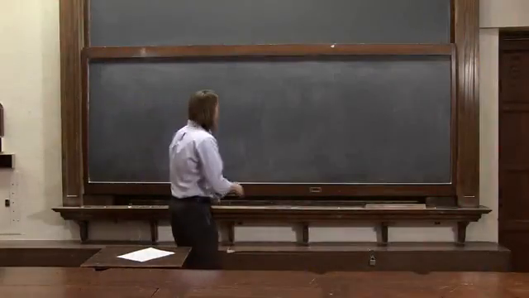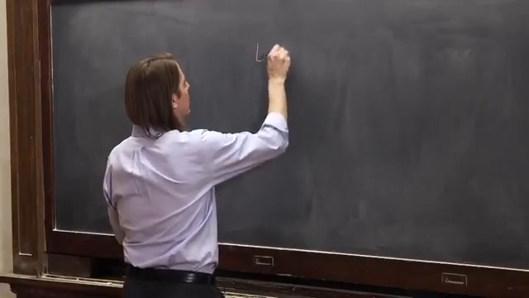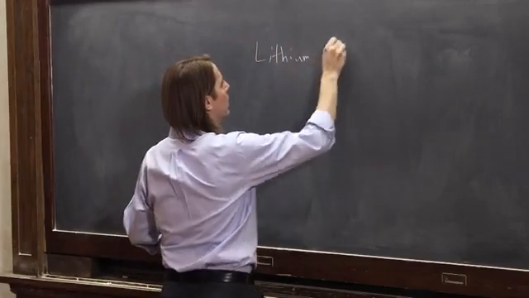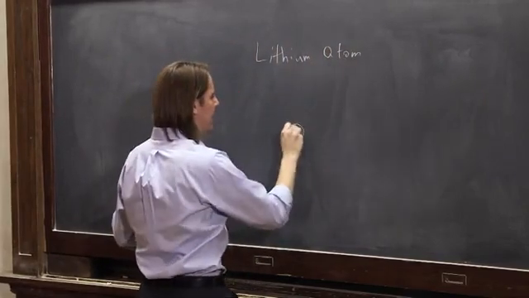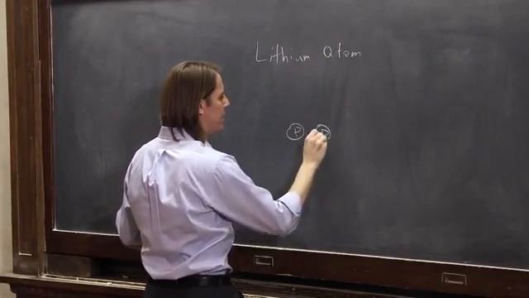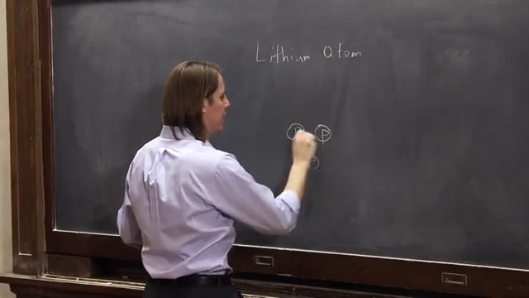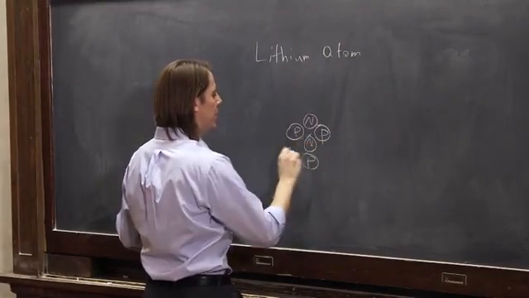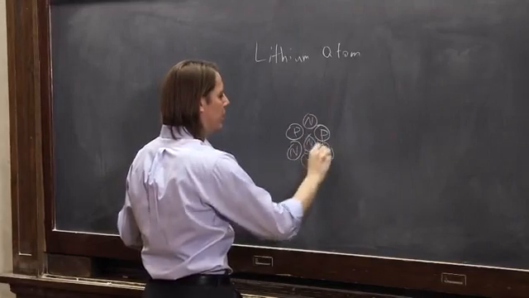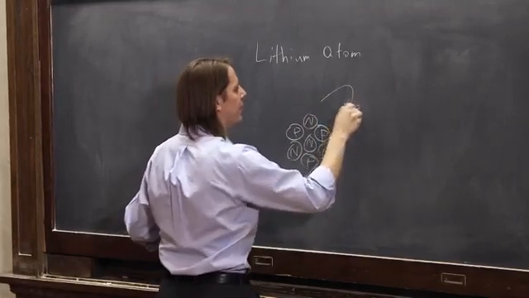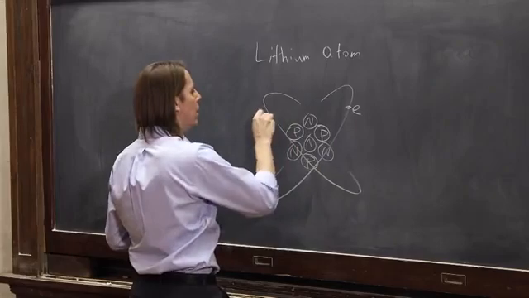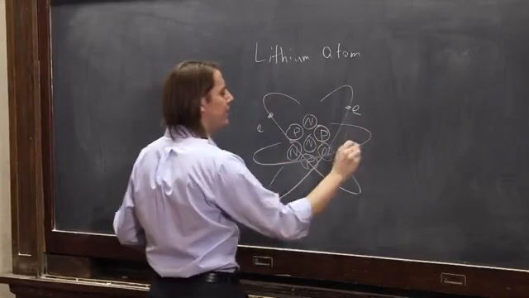Here's a closer look at that lithium atom. Let's see, it had 3 protons and 4 neutrons, and it had 3 electrons flying around.